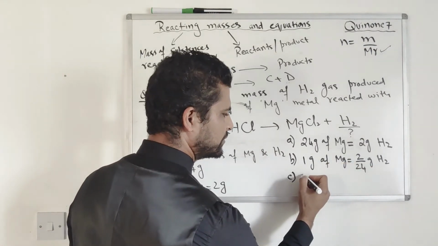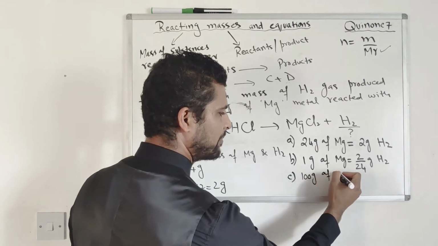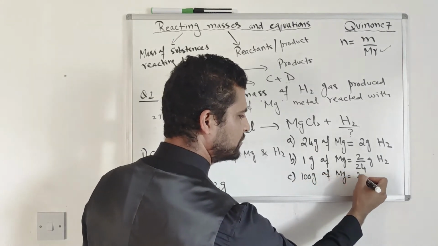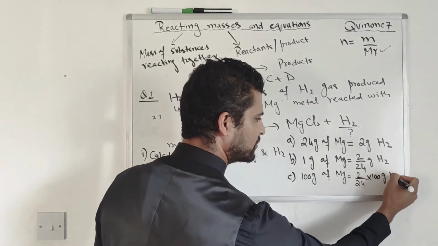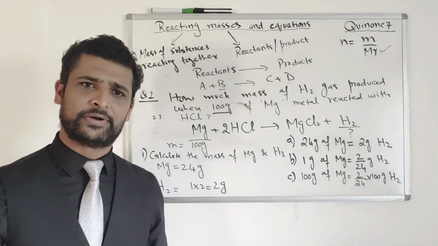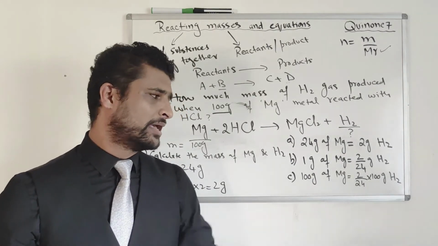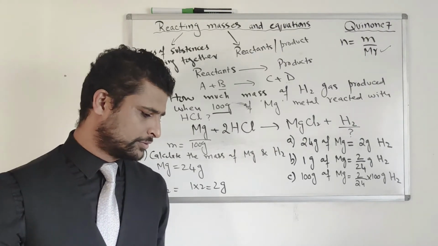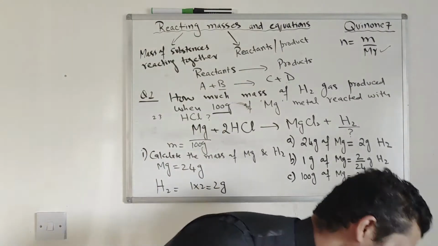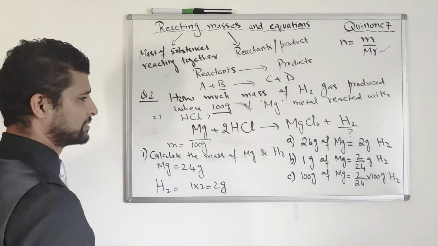All you have to do is you times the whole equation by 100. 100 gram of magnesium will be 2 divided by 24 times 100 grams of H2 will be produced. So whatever the answer is going to come in grams, and that is the amount of hydrogen you produce. Now we're going to take another example which is pretty straightforward, but it's slightly different.